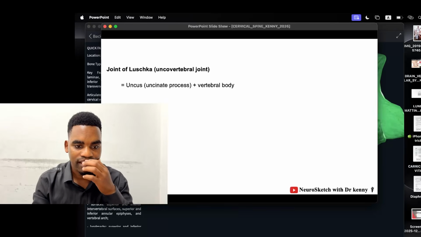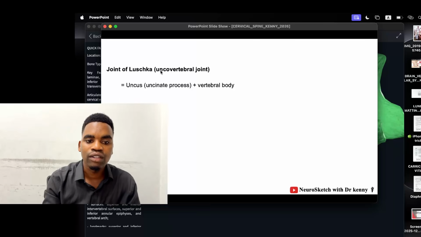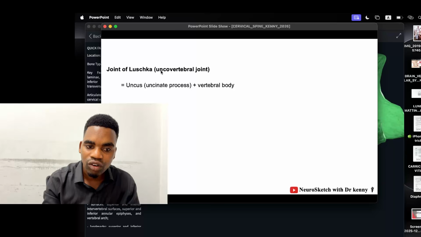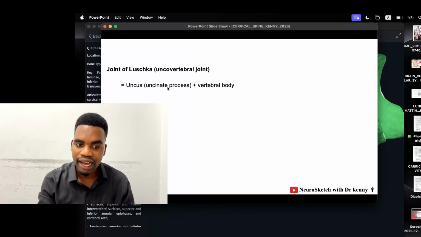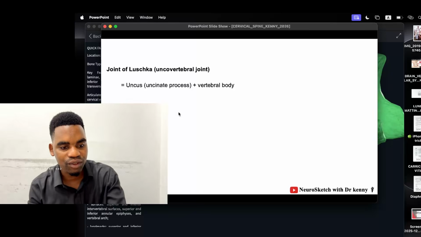This is the joint we are talking about. Why uncovertebral? Because we have a joint between the uncinate process and the vertebral body, and this joint is called the joint of Luschka.